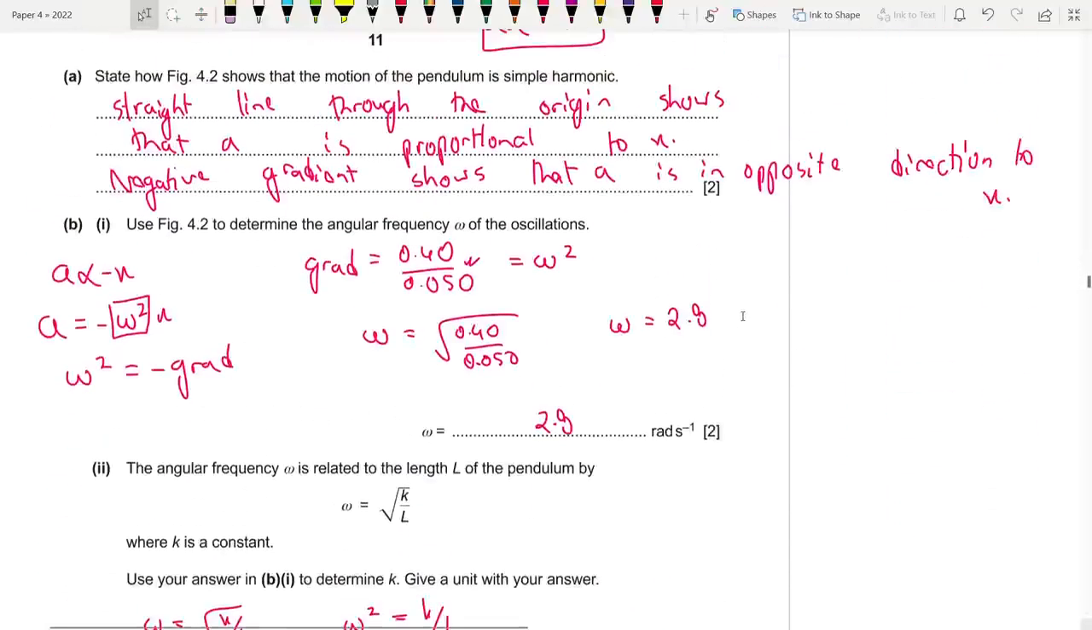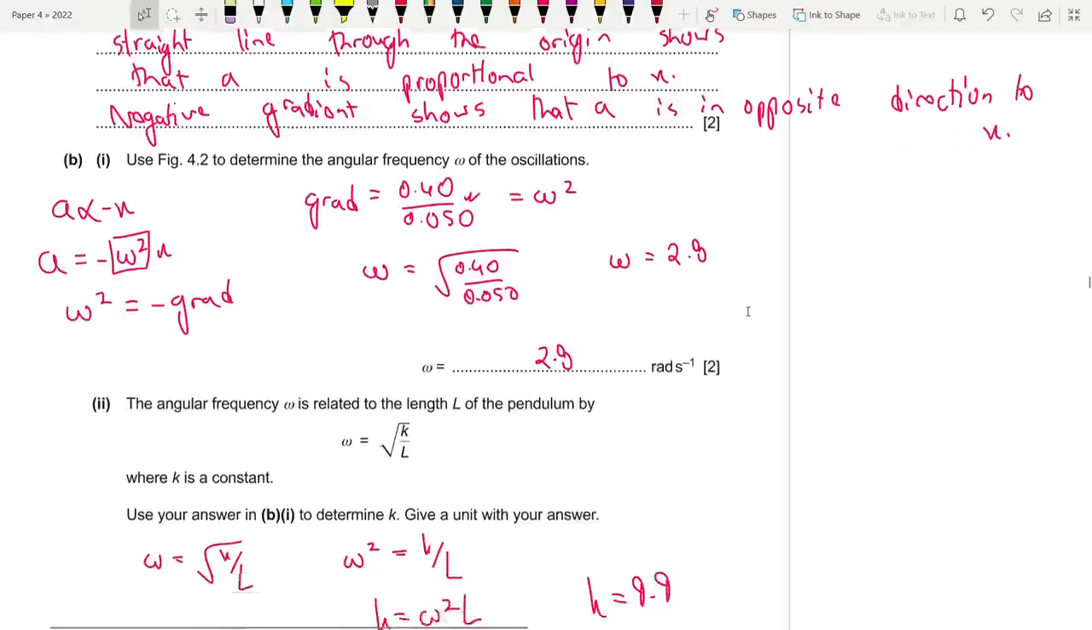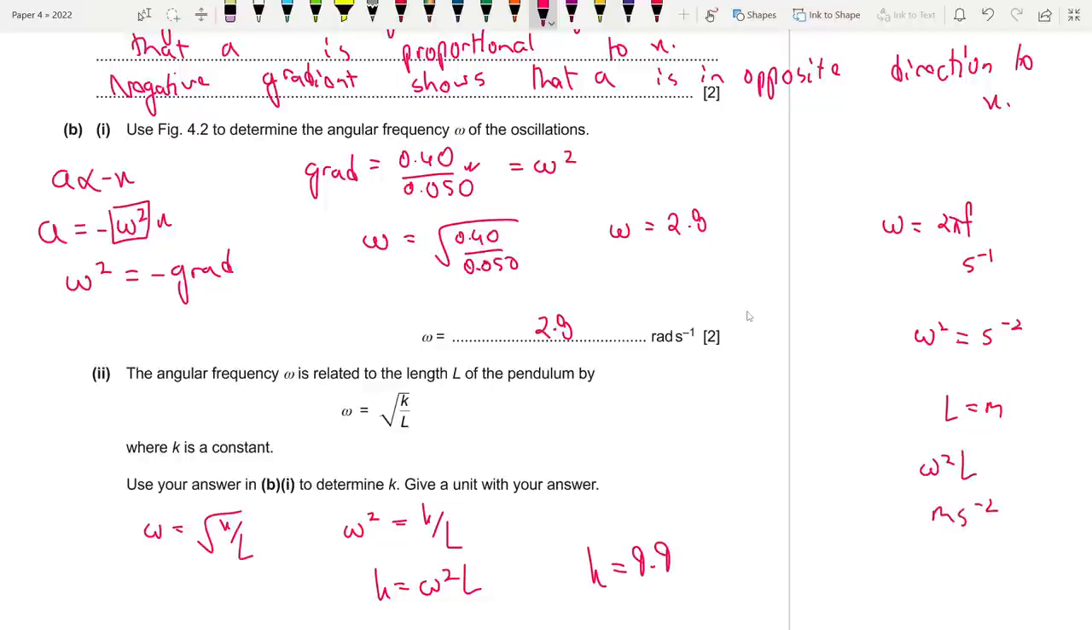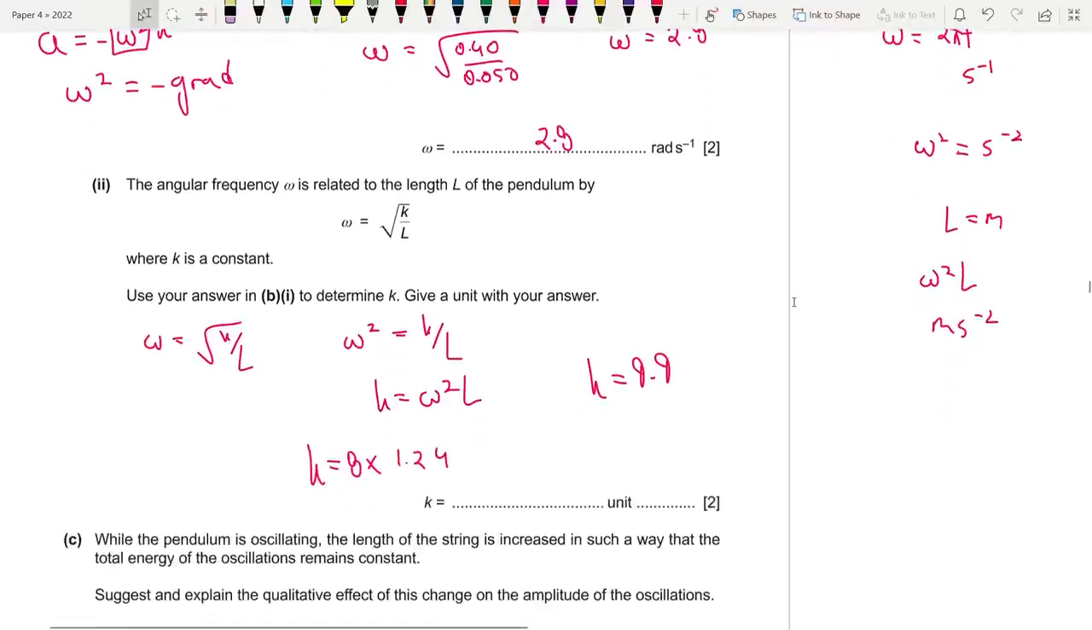Okay. So k, what is this k actually? You need to understand that. So omega is 2 pi f, right? So it has a unit of s minus 1. So omega square has a unit of s minus 2, and L has a unit of meter. So if you combine omega square and L, you end up with meter per second square. So that's the unit. So 9.9 meter per second square.